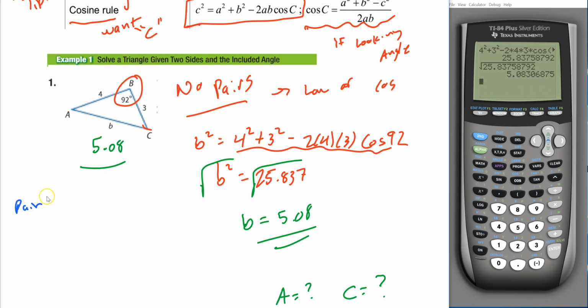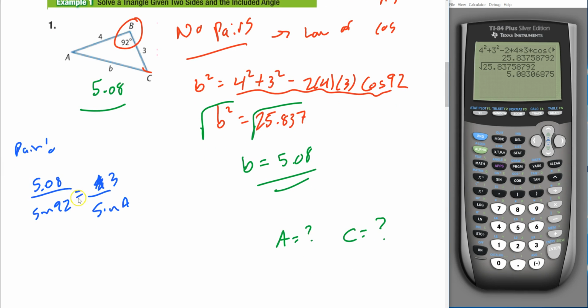Right now I have the b's. So I'm gonna go 5.08 over sine of 92 equals, let's solve for a first, 3 over sine of a. In this case, I got to cross multiply. I get 5.08 sine of a equals 3 sine of 92, divided by 5.08.